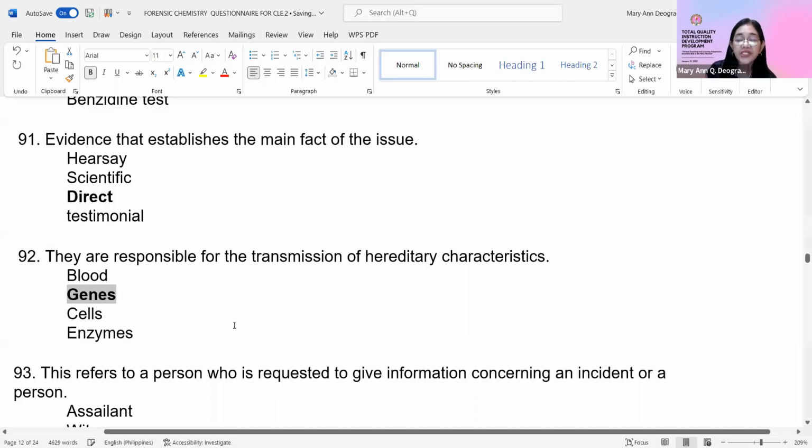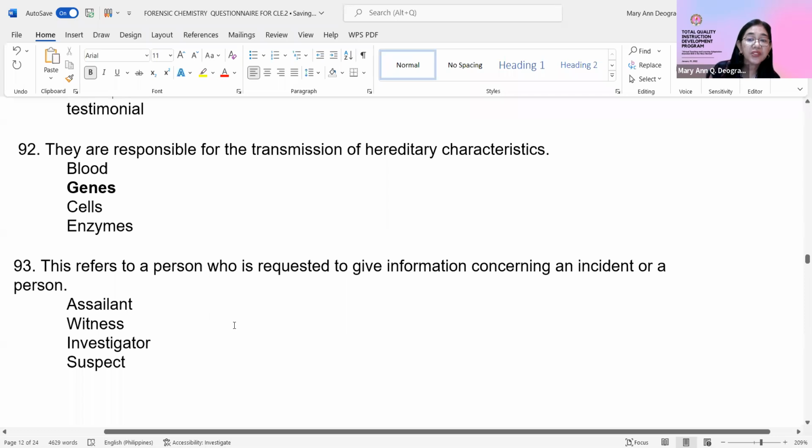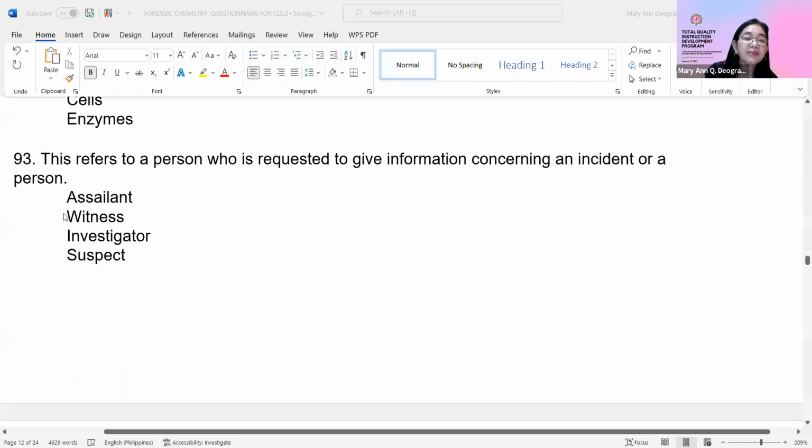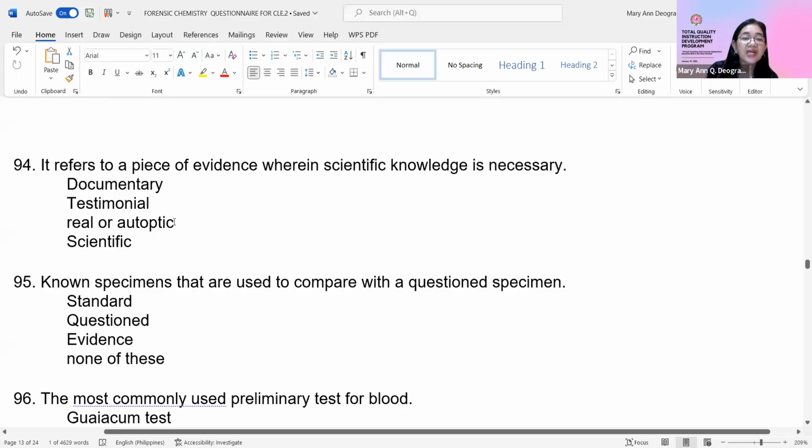This refers to a person who is requested to give information concerning an incident or a person. Assailant, witness, investigator, suspect. Okay, it is the witness, letter B. So anybody who will give information is a witness. Meron pa ba? All right. Scientific knowledge is necessary. Bigay na question to. It's scientific. Nakita nyo, nandito na yung scientific knowledge.